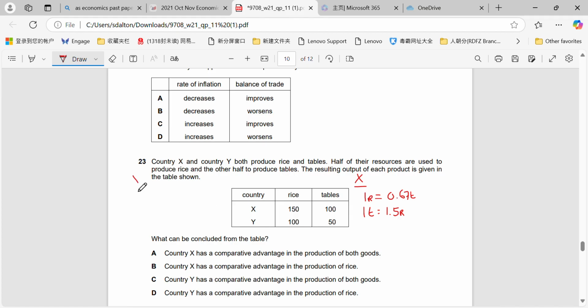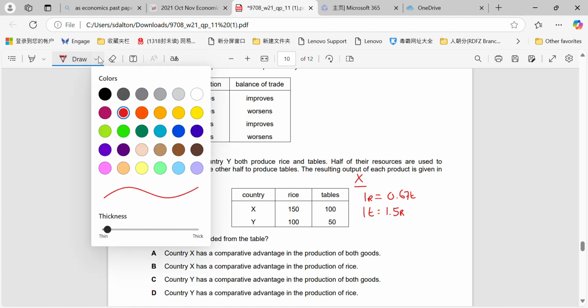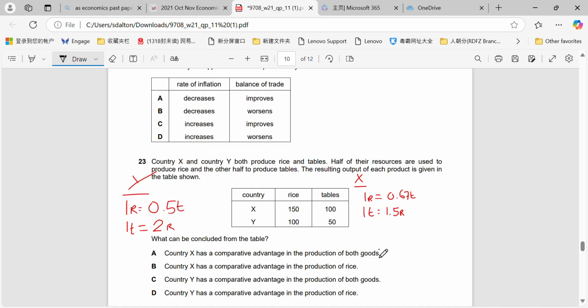For country Y, the opportunity cost of producing one rice is 0.5 tables, and the opportunity cost of producing one table is 2 rice. On the theory of comparative advantage, they should specialize in what they have the lowest opportunity cost in. That would be rice for country Y, and it would be tables for country X, as we can see here.